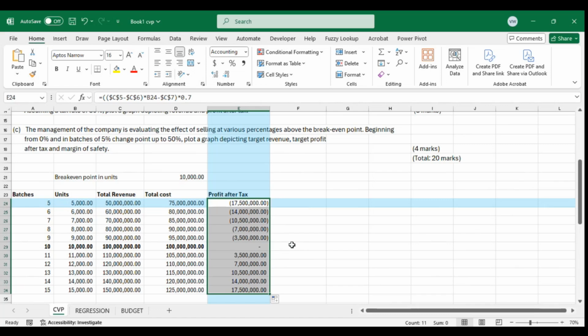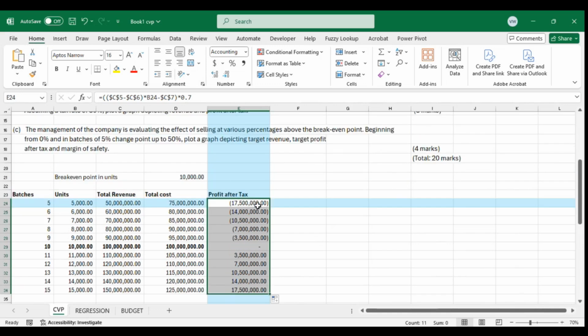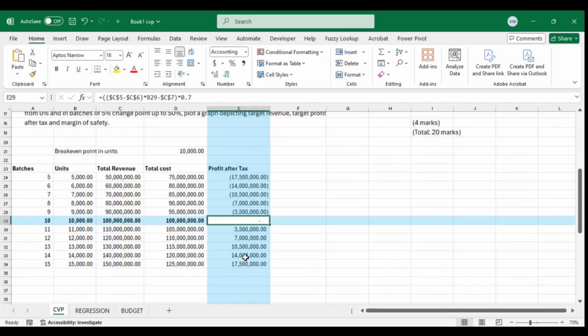So now that I've made all these absolute references, just double click. And when you double click, you can see that now I'm able to get the profit after tax. At the break-even point, that is where the company has a profit of 0. Then from there, it starts being profitable.